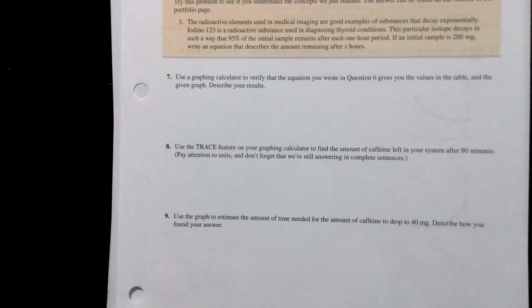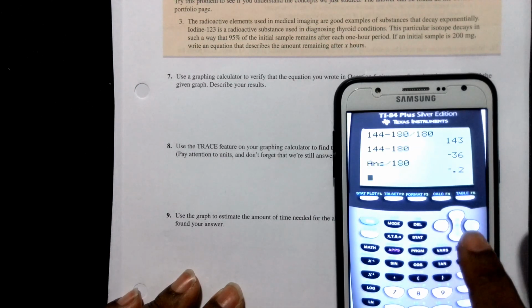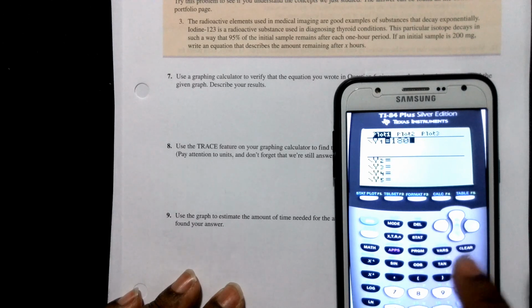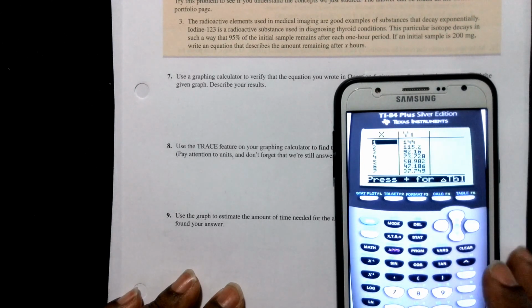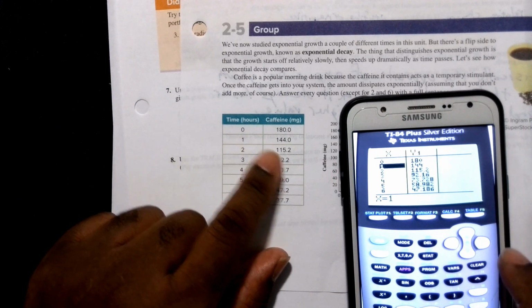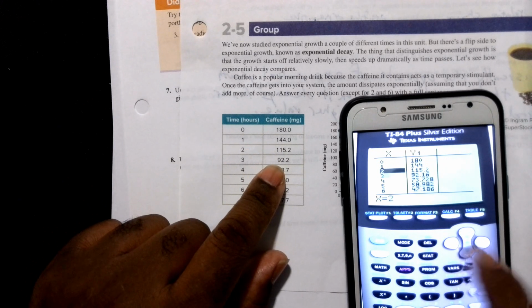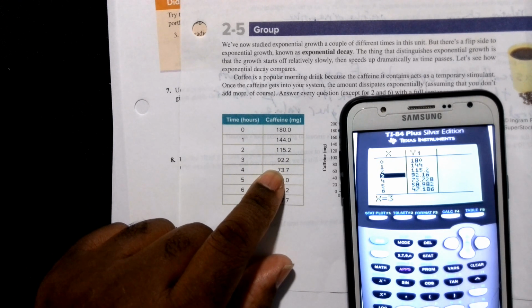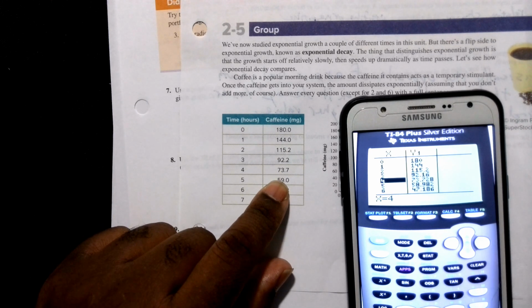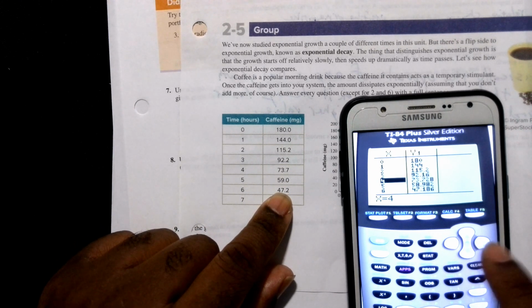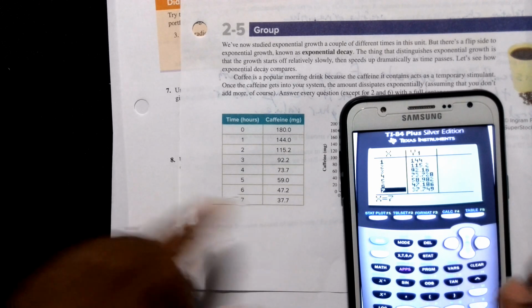Okay, number 7. It says use a graphing calculator to verify that the equation you wrote in question 6 gives you the values in the table and the given graph. Describe your results. Okay, so we're going to put this equation in our y equals. We will have 180 times the parenthesis of 0.80 to the x power. And then we will go to the table. Now, we're going to compare this. So we go up here to 0. 0 is 180. 1 is 144. 2 is 115.2. 3 is 92.16. We round to 1 decimal place. It'll be 92.2. Then here with the 73, round to 1 decimal place, 73.7. And then so on. And it all actually works out.